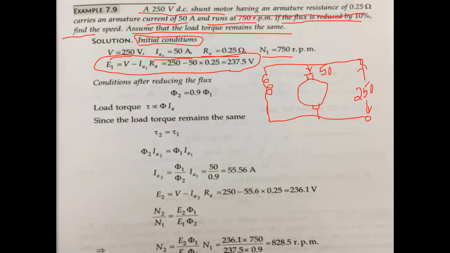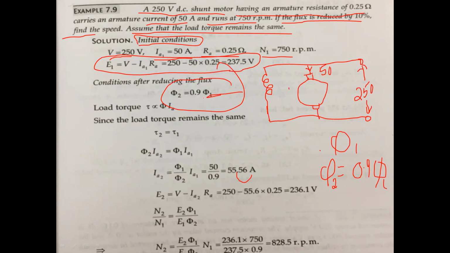The condition given is flux is reduced by 10%. Assume the initial flux is phi1. The second flux, phi2, is reduced by 10%, that is 0.9 into phi1, so 90%. Initially we have 100% flux; flux reduced by 10% means we have 90% flux only. 10% means 0.1 is reduced. So this is the new flux value, phi2 equal to 0.9 phi1.